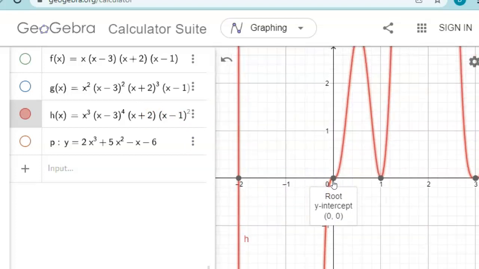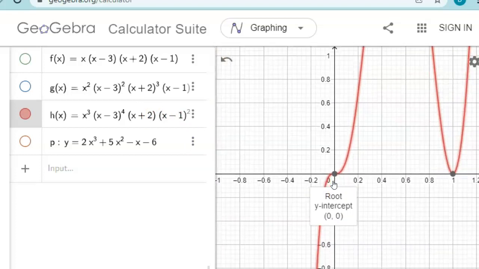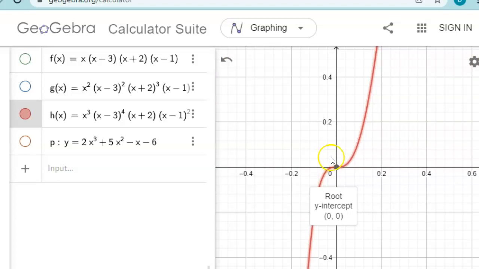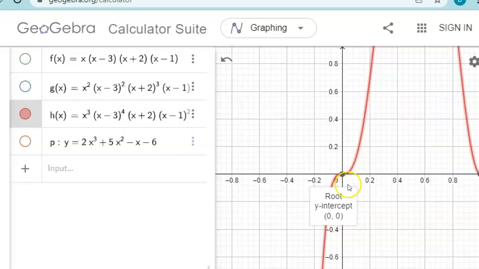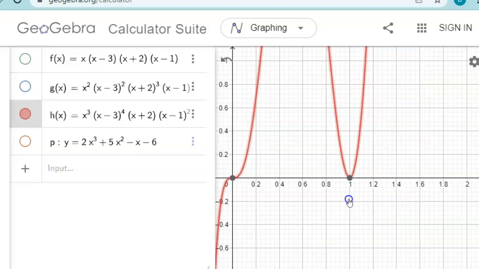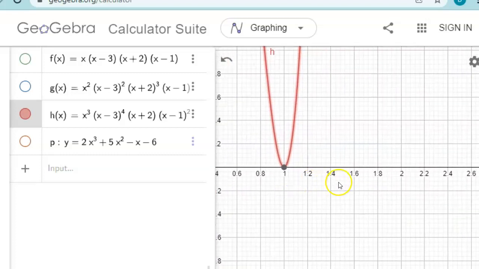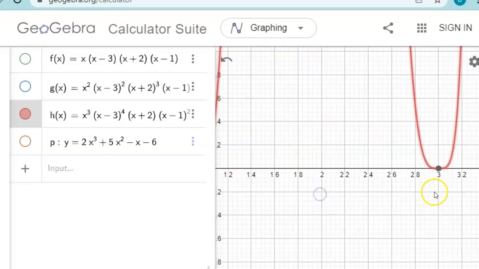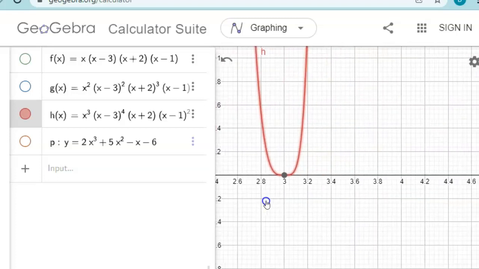This 0, notice it's got that kind of leveling out area. Well, that's because it has a multiplicity of 3. And then the 1 bounces, because it has a multiplicity of 2. And the 3, if you notice, has a multiplicity of 4.